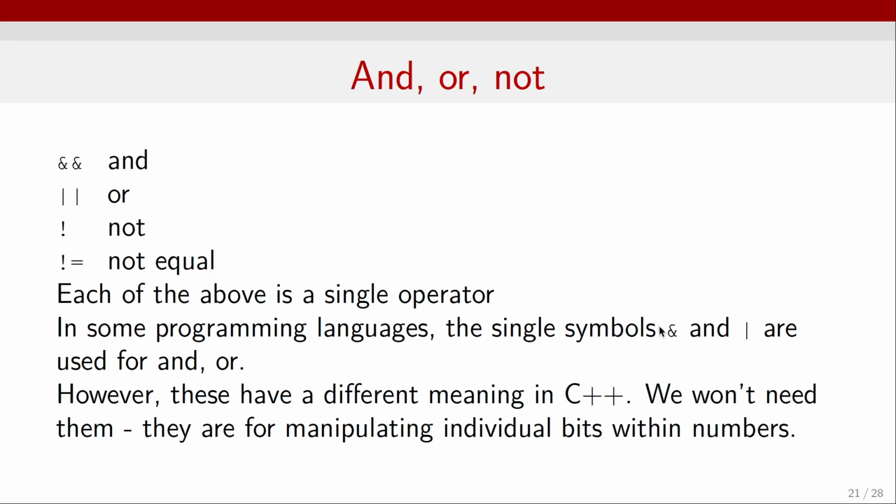In some languages you can use a single symbol like this one or this one to denote the AND and OR. But these have different meaning in C++, so we are not going to need them. We're going to use the double symbols in this case. We may see this later when we discuss pointers, but for now we don't need it.